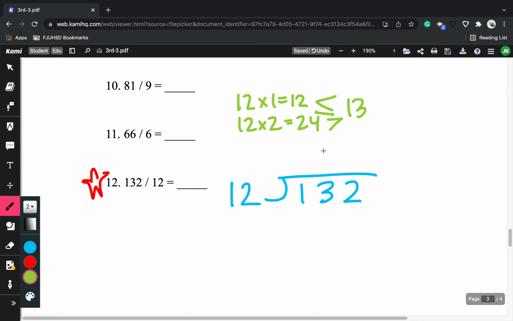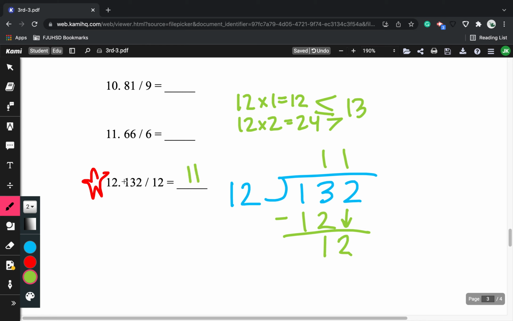So you can put 1 here, and you subtract that. You multiply these together, and you subtract from the product. So 12 times 1 is 12, so 13 minus 12 is 1. And then this leftover number right here drags to the bottom. How many times can 12 go into 12? The answer is 1. That's the answer.